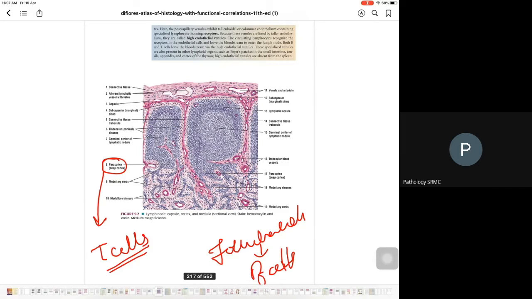In the medulla, you have the sinuses. Sinuses are like a river where all the drained lymph will go through. And they are surrounded by lymphocytes and plasma cells arranged in cords. So that's why in the medulla there are two parts, medullary sinuses and medullary cords.